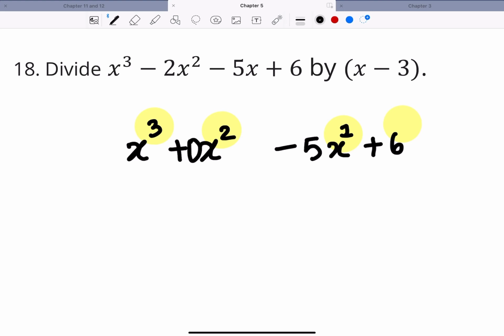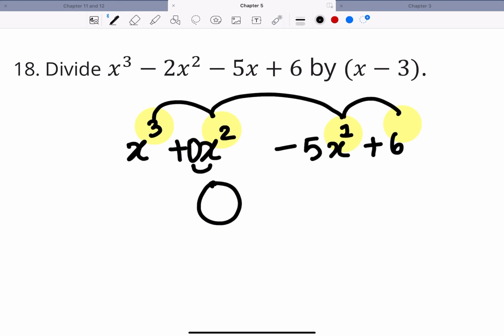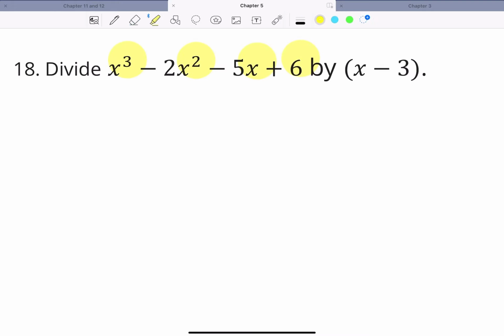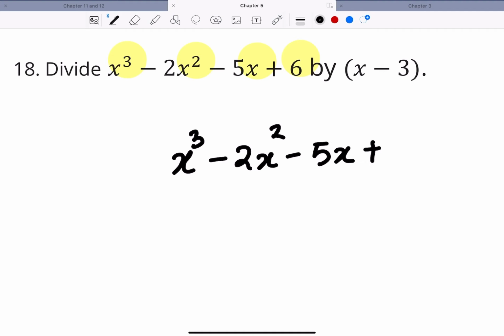So if you don't have the powers in the decreasing order, you go ahead and put that power with a 0 coefficient. Why? Because 0 times x squared is a big fat 0, and I'm not changing the function. Okay, so always check that first. You always have to check if your powers are in decreasing order. So I have 3, 2, 1, and none. So I'm all good. So let me go ahead and write that down. x cubed minus 2x squared minus 5x plus 6.